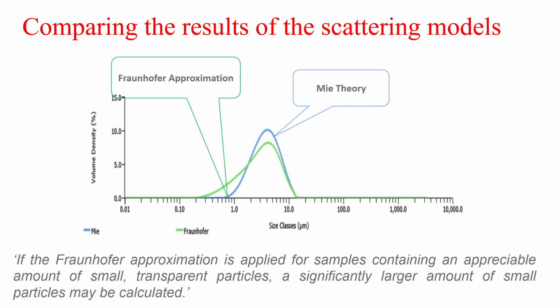Here we see that if a solution is having a large number of small particles, then the Fraunhofer approximation will overestimate the small particles, as indicated in the graph. So if a solution has more small size particles, the Fraunhofer approximation is overestimating the small particles. If the Fraunhofer approximation is applied for samples containing an appreciable amount of small transparent particles, a significantly large amount of small particles may be calculated.